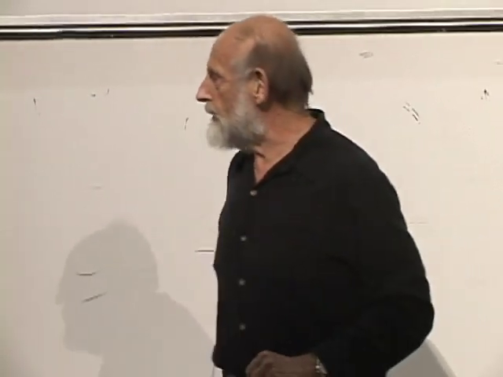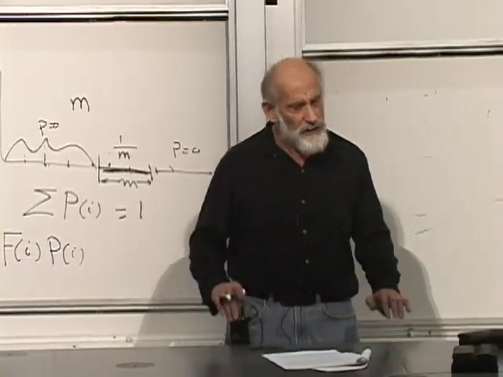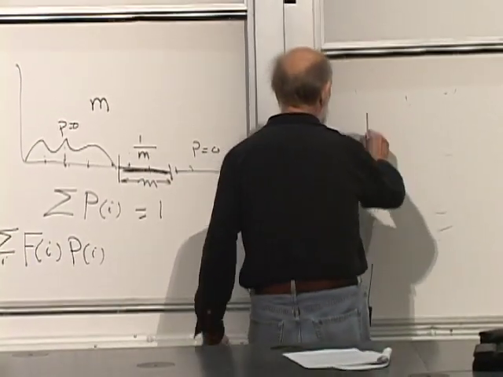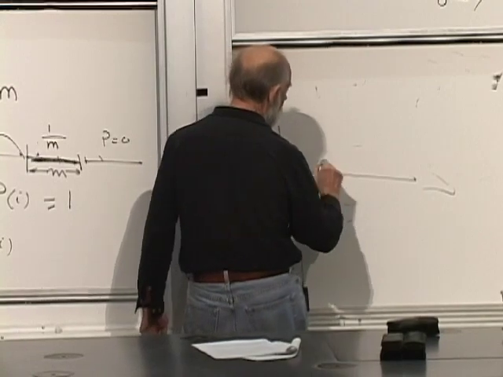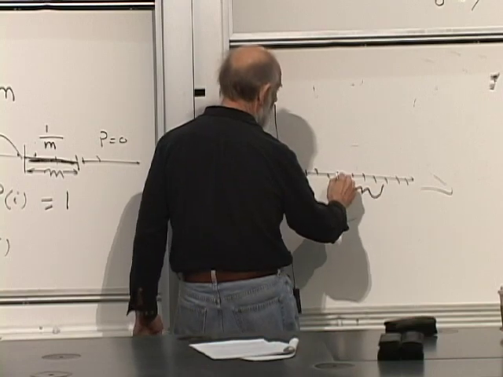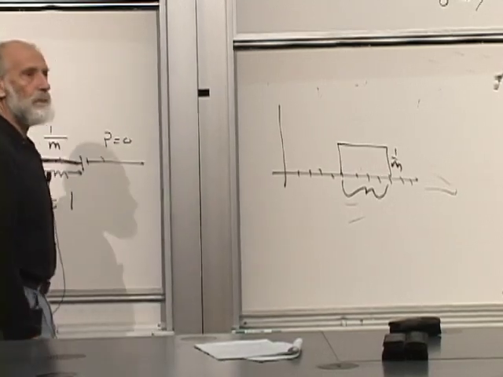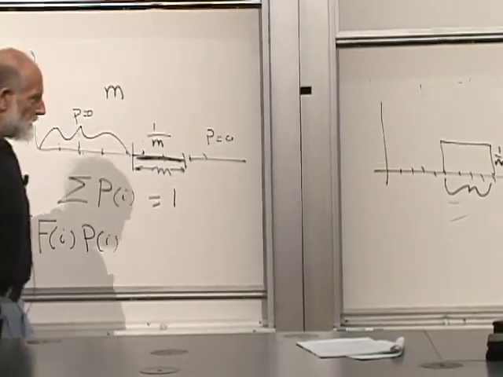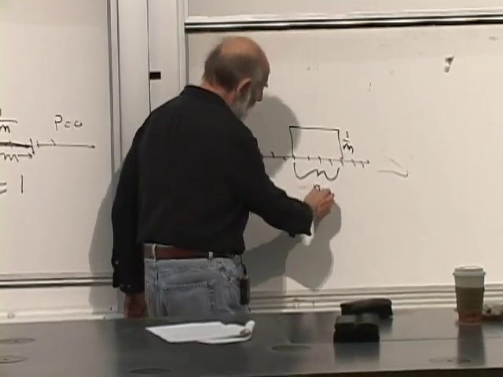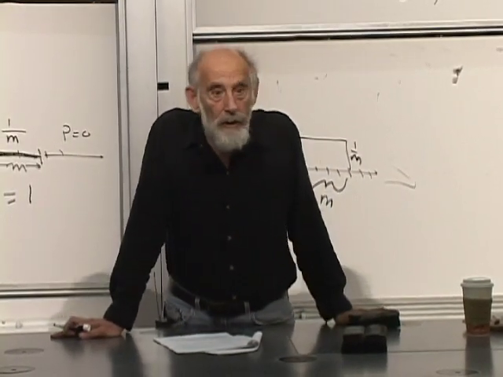So a statement of complete ignorance, other than that we know that the system is in one of these m states, is equivalent to saying that we have a probability distribution. Let's draw it over here, which is 0 everywhere except in this range where the probability distribution is 1 over m. This m here is a measure of our ignorance. The bigger m is, the bigger our ignorance.